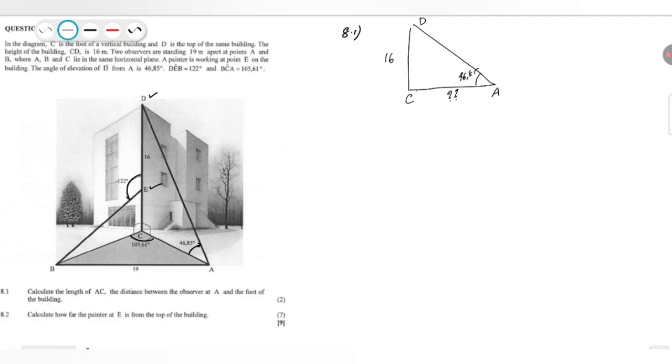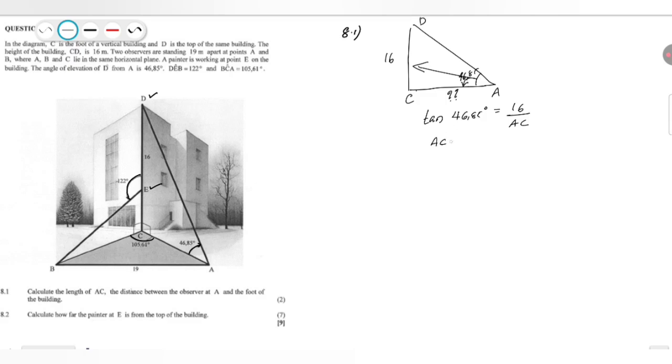They want us to find AC, and one acute angle and one side, 16 meters, are there. So which trigonometric ratio are you going to use? From this acute angle, the opposite side is given and the adjacent you have to find. So tan theta will help you. That is tan of 46.85 is equal to opposite 16 over AC. We got an equation now. Solve and find the value of AC.